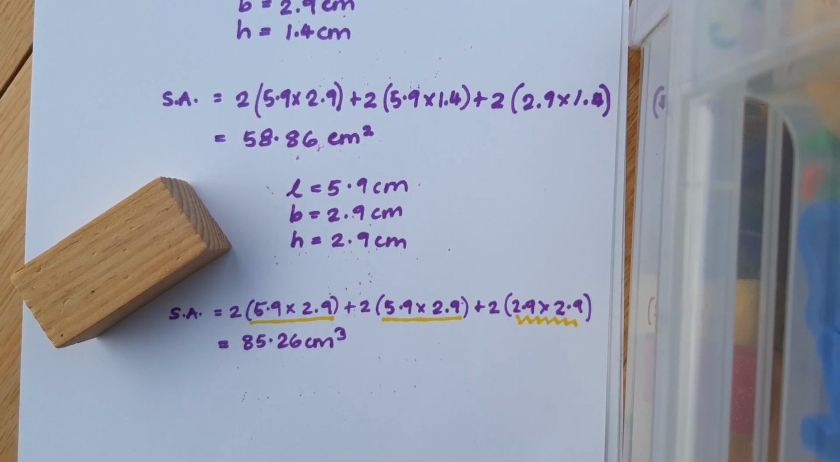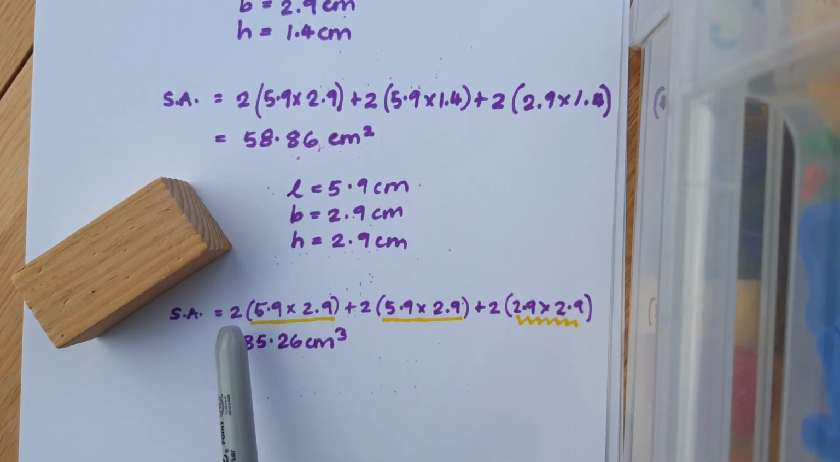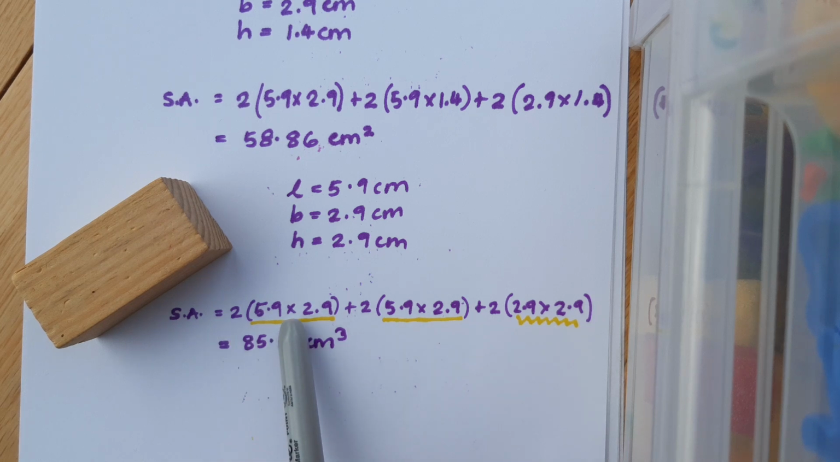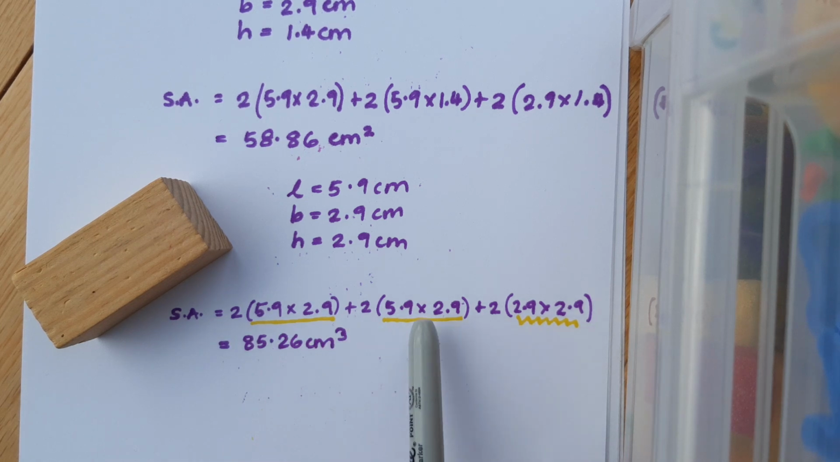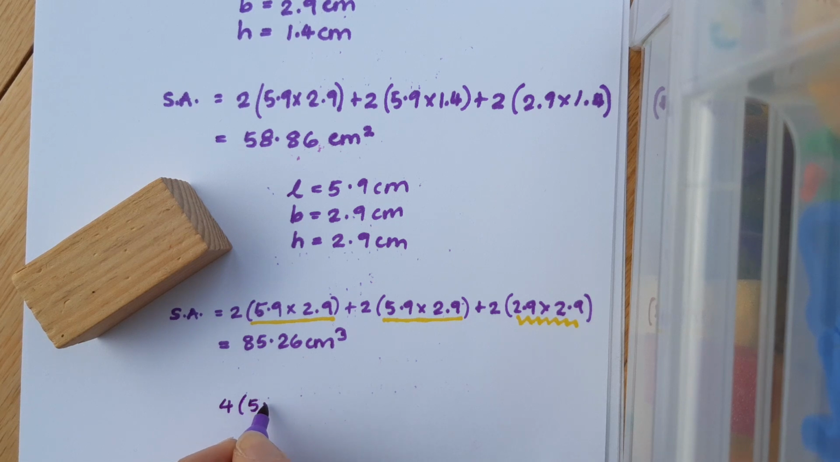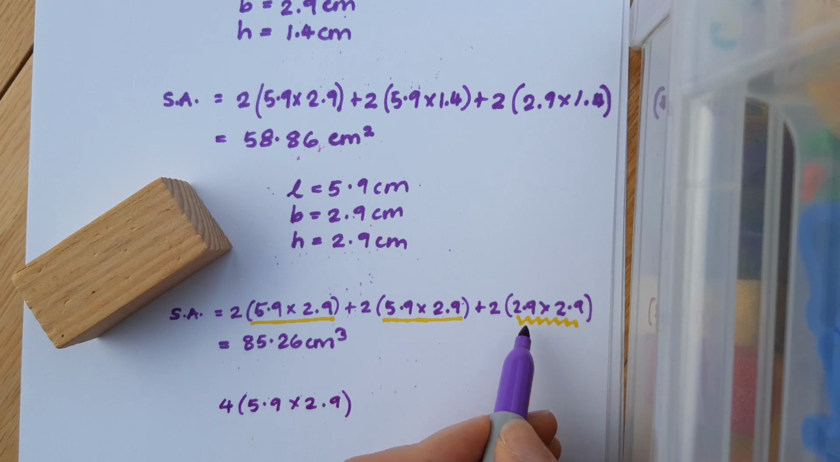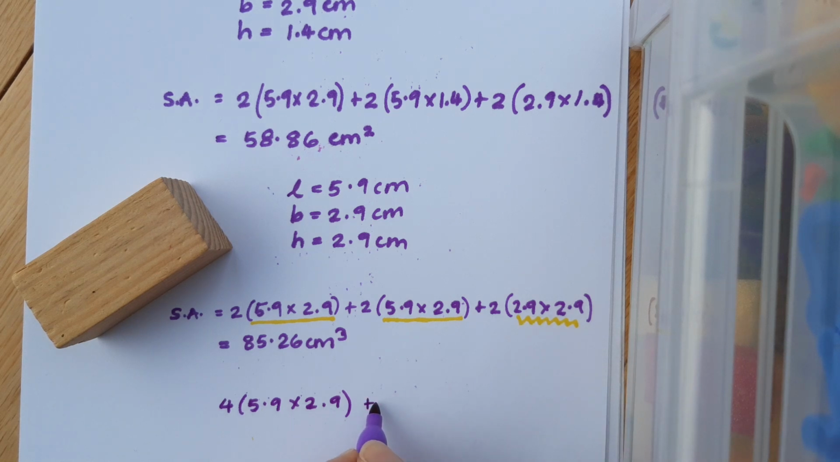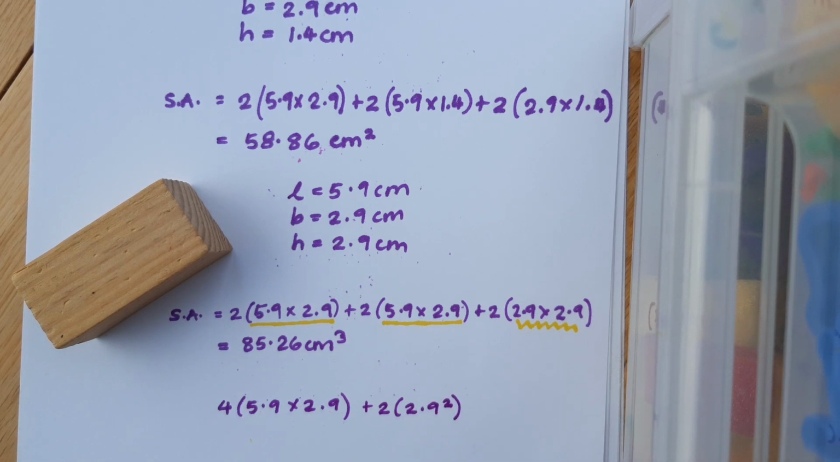So there's a couple of things I noticed here in my calculation for surface area. I've got two lots of 5.9 by 2.9 and another two lots of 5.9 by 2.9. So actually I've got 4 lots of that. And you'll notice, of course, at the end, 2.9 by 2.9 is 2.9 squared. Now, that really isn't necessary when you're doing the calculation for surface area. But again, like I said, it's just about working on your skills for representation of numbers.